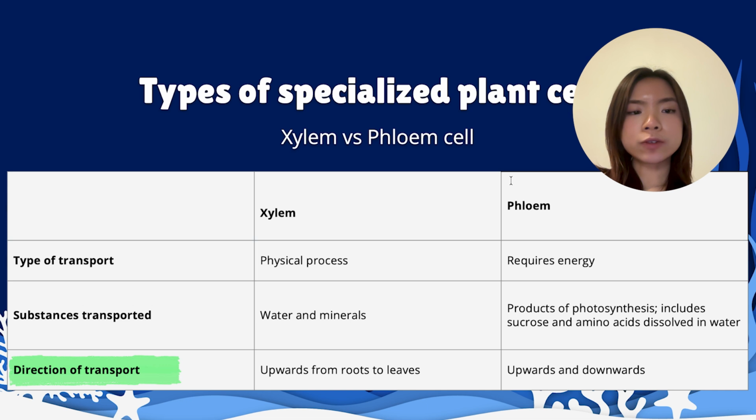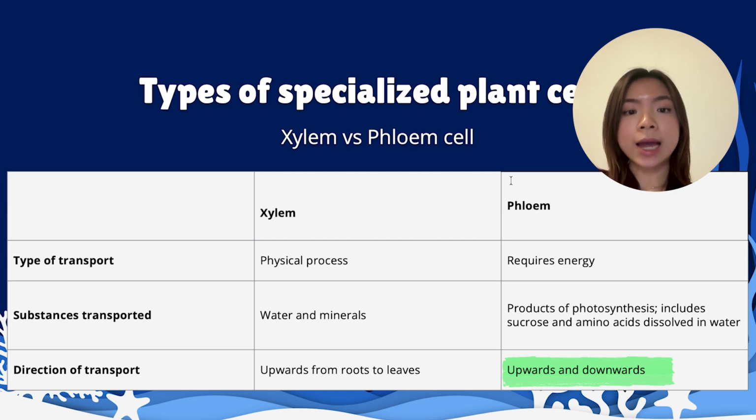And then direction of transport, the xylem, it only goes upwards, so in one direction, from the bottom, so where the roots are, to the top, and that's where the leaves are. Phloem, on the other hand, transports food in two directions, so upwards and downwards.